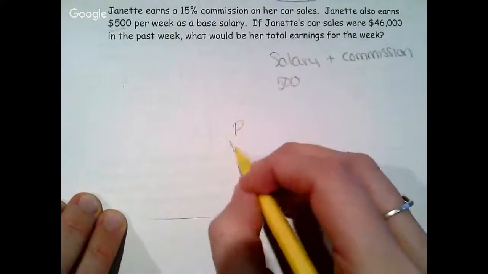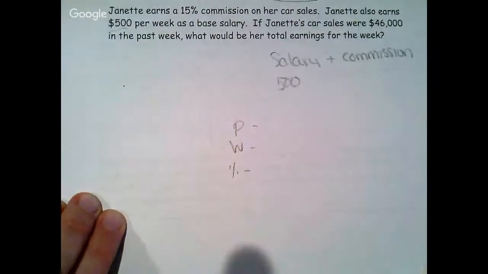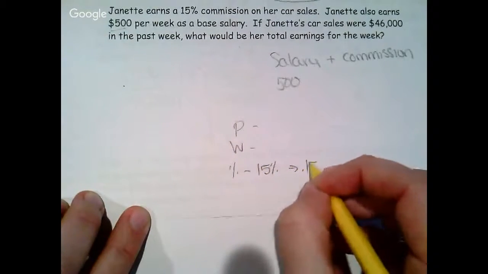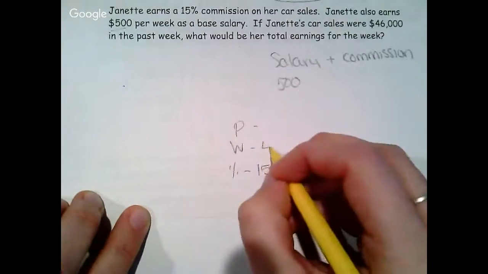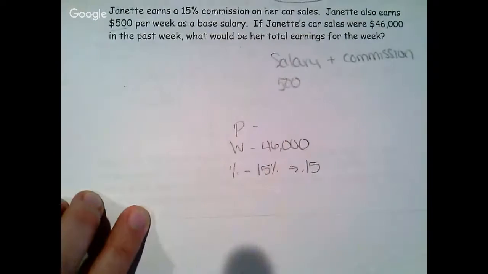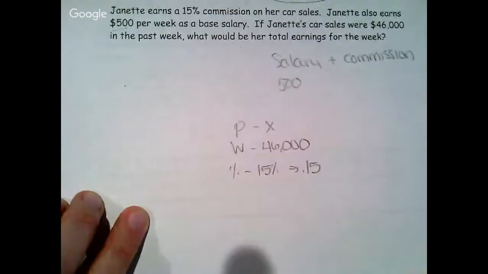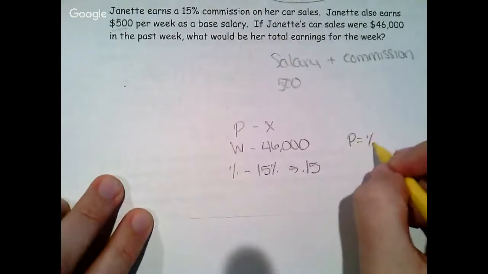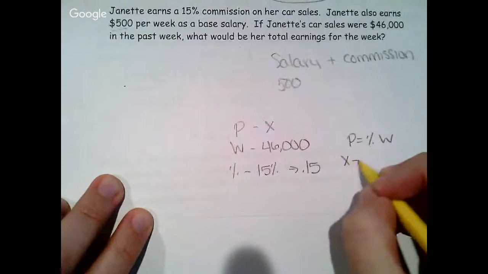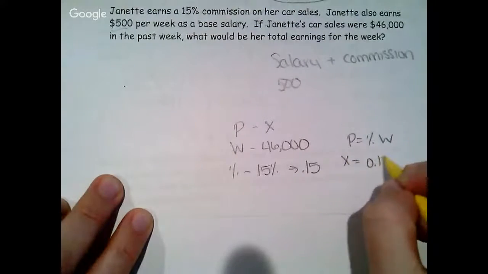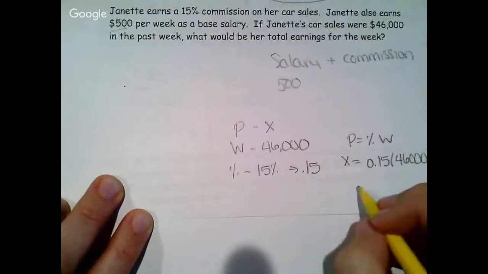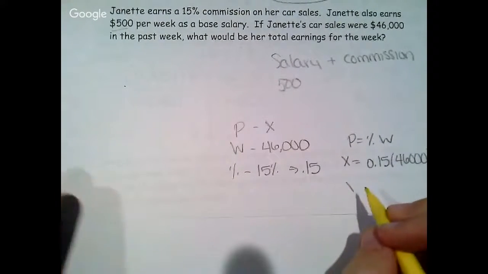So to figure that out, I know commission is a part whole percent problem, right? 15% commission is 0.15, and her total sales, the whole, was 46,000. And I need to figure out X, which is our part, how much commission she makes. So we have part equals percent times whole. So I have X equals 0.15 times 46,000.